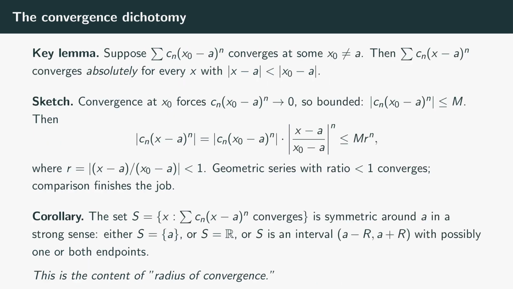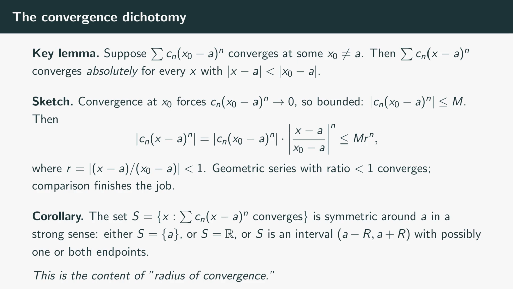Why is the convergence set always an interval? One beautiful lemma. Suppose the series converges at some point x naught not equal to a. Claim: it converges absolutely for every x closer to a than x naught is. Proof sketch. If the sum of c sub n times the quantity x naught minus a to the n converges, the nth term test forces c sub n times the quantity x naught minus a to the n to approach 0, hence bounded. The absolute value of c sub n times the quantity x naught minus a to the n is less than or equal to M.